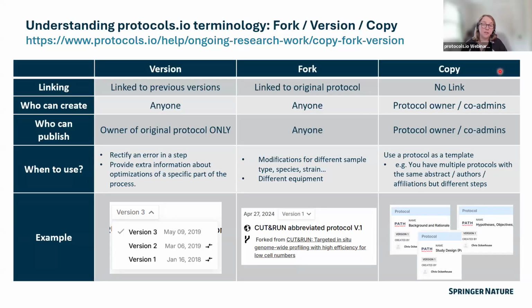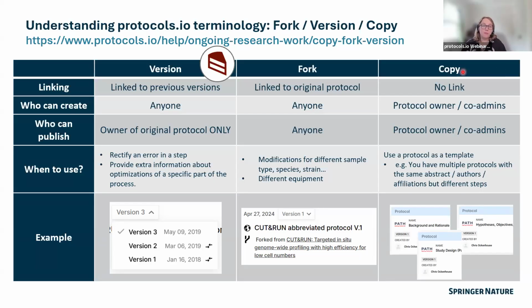And then a copy is really used if you're just trying to utilize a protocol as a template. There is no link that exists, so only protocol owners and co-admins can create a copy. This would be used if you have a lot of protocols with the same abstract, same authors, same affiliations, or other information that remains the same, but information like steps differs. Then you might want to copy the protocol and use it as a template, just so you're not filling in that kind of metadata or specific data over and over again.